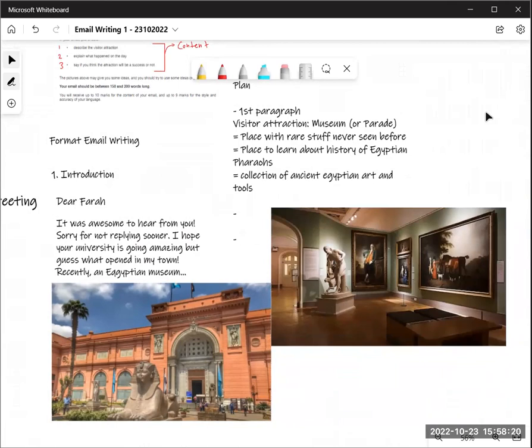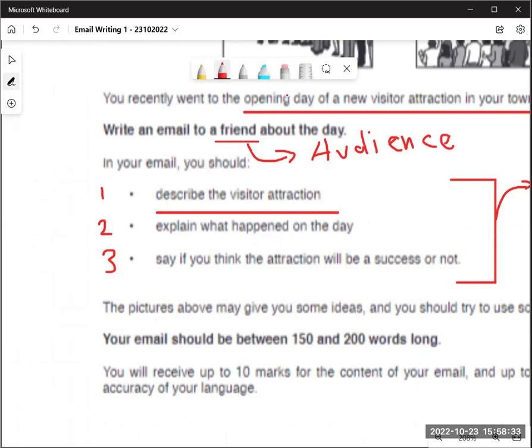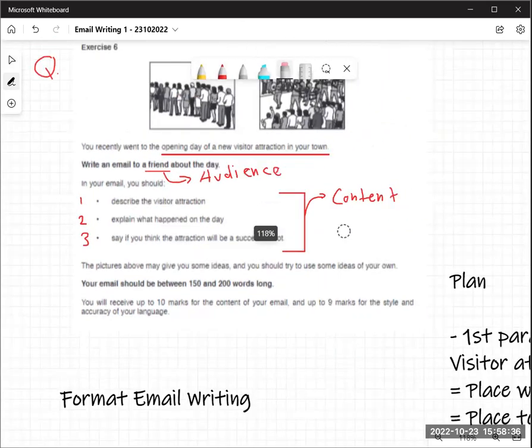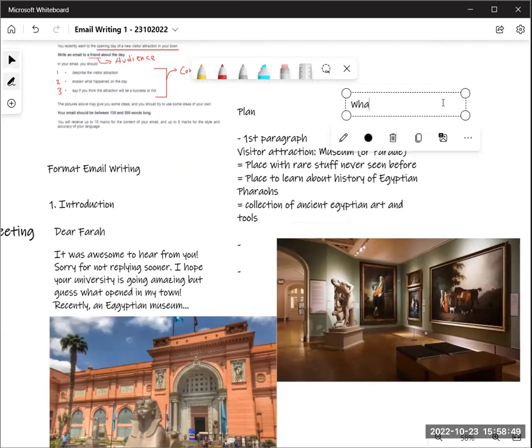Now, there is one thing we need to understand in the first paragraph. They're telling us to describe the visited attraction. Diana, read the first point once out loud. Describe the visitor attraction. Since our visitor attraction is a museum, we're describing a museum. But what are they asking us to describe? Are they asking us what is a museum, or are they asking us to describe something else?